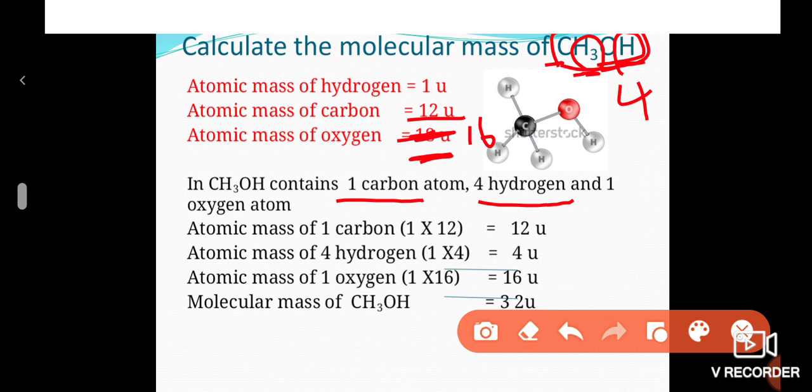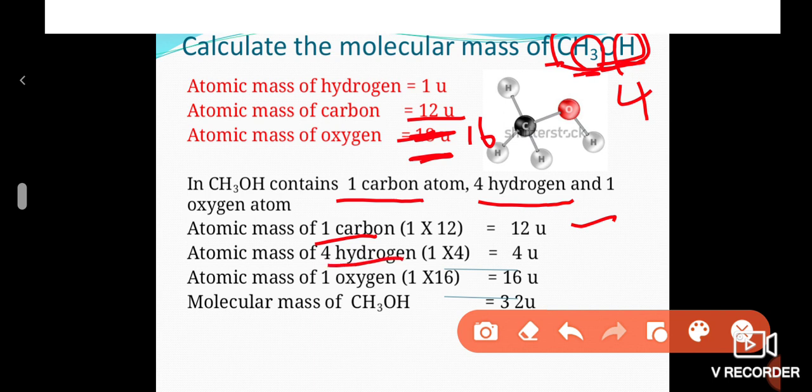And what about the oxygen atom? There is only one oxygen atom present in it. Okay, students. Now we calculate the molecular mass. Atomic mass of one carbon. So we know that the carbon is 12. So we multiply with the number 1. 1 into 12 is equal to 12 U.